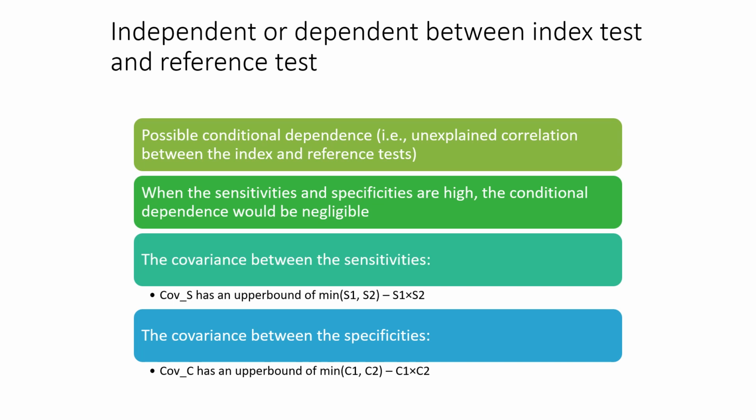When the sensitivities and specificities are high, the conditional dependence would be minimal. The Bayesian latent class meta-analysis model can quantify the magnitude of conditional dependence. Then, researchers can directly use these results in economic modeling.